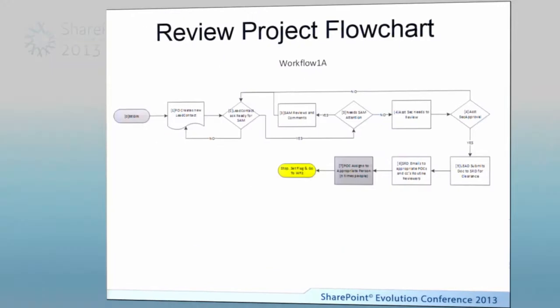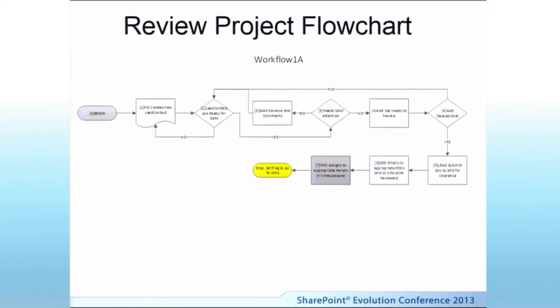All right? So I'm just going to talk through this here for a little bit. Workflow 1, as you can see, some of the actors in there: there's a document that's created. The lead contact receives that document. They determine whether or not it can pass muster and move forward. If it's no, it goes back to the originator. If it's yes, a question is asked: is it ready for SAM approval?